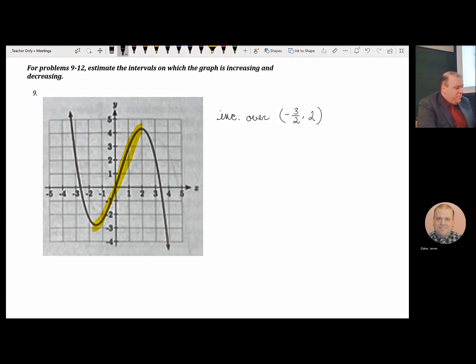Where it switches from increasing to decreasing, there's what's known as a local max. Where it's switching from decreasing to increasing, there's a local min. And so there'd be a local max at 2. Right, and the value would be what, 4? Again, you can only tell that from the graph, though.